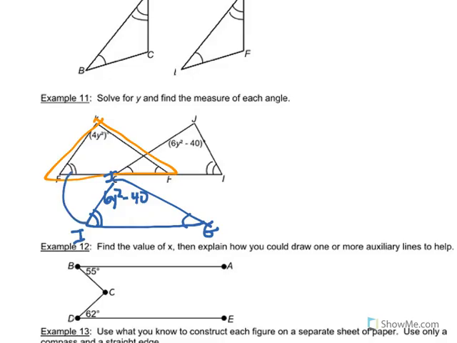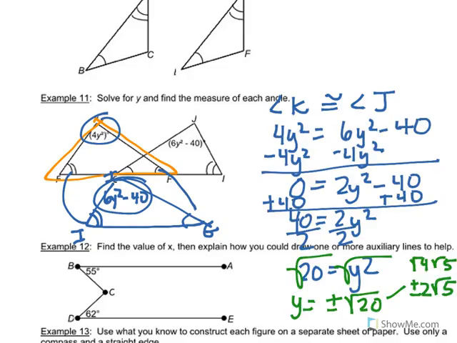So these two angles are the same. These two angles are the same. And then this angle is the same as this one. So we can say that angle K is congruent to angle J. And let's go ahead and set up the problem. Why don't you try it without my help and see how you do.